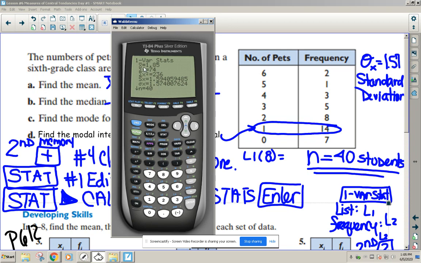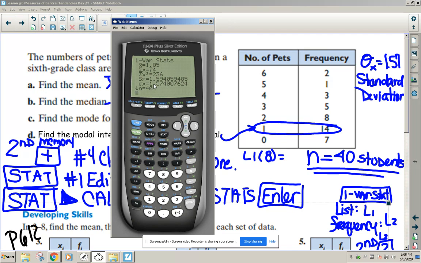But regardless, it tells us the average is 1.85. Now you really can't have 0.85 of a pet, but the average is 1.85, and this is the sum of the data. And down here, this is N. This means there are 40 kids in the class. If we add up all these numbers, believe it or not, we're getting to 40. So 74 divided by 40 gives me 1.85. So you could have written this out, you could have done it by hand, but why would you want to? Now here's the standard deviation, 1.57.